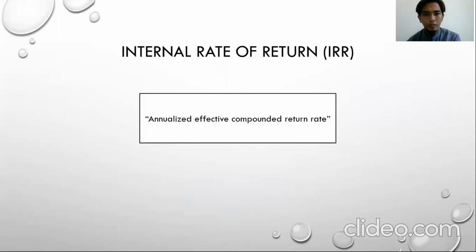So, internal rate of return. The definition of the internal rate of return is the annualized effective compound return rate of all cash flow from a specific investment. In other words, the IRR of an investment is the discount rate at which the net present value of the investment cost equals the NPV of the investment benefits.